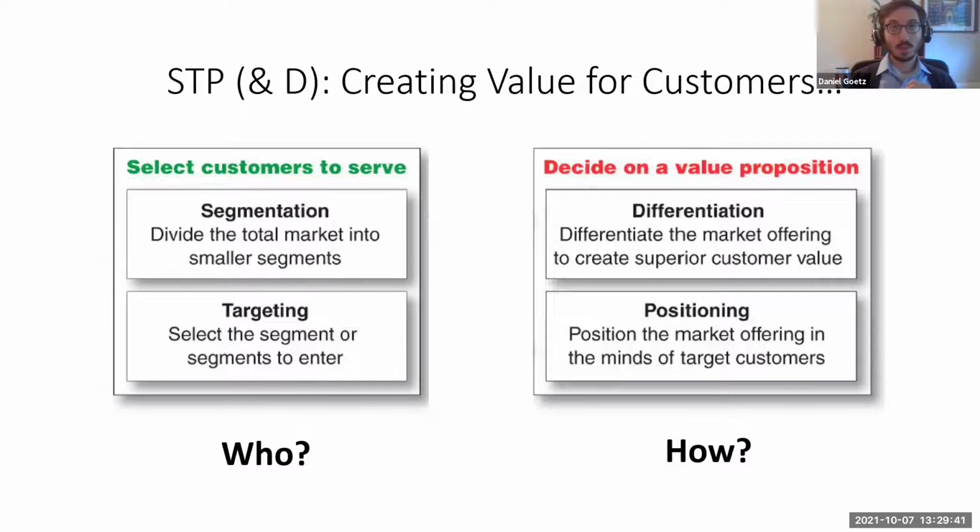So when we say differentiate the market offering to create superior value, we're saying differentiate the offering relative to our competitors. So we're trying to serve a particular segment, but other companies are also trying to serve that segment. So differentiation means we are setting our product apart from the other products, showing that it's different or creates value differently or better in some way. So we'll spend the rest of today looking at each of these steps in more detail. Okay, so we'll start with segmentation.